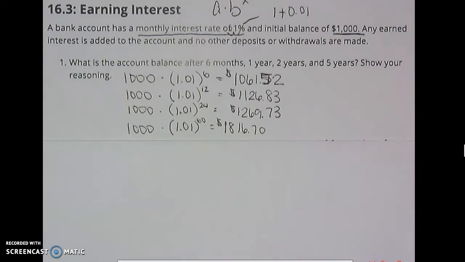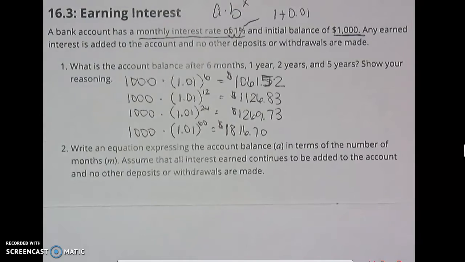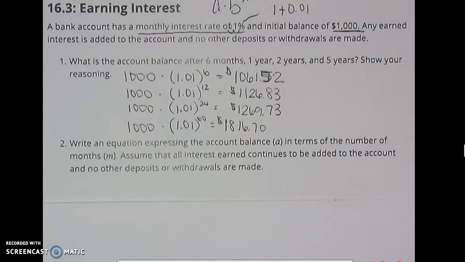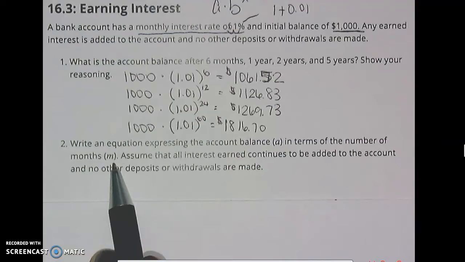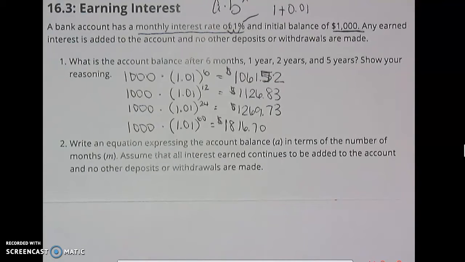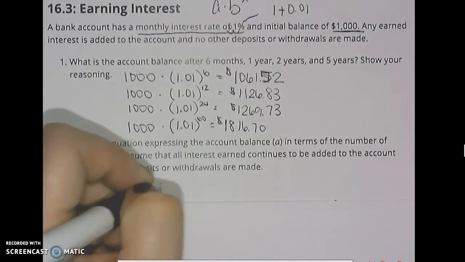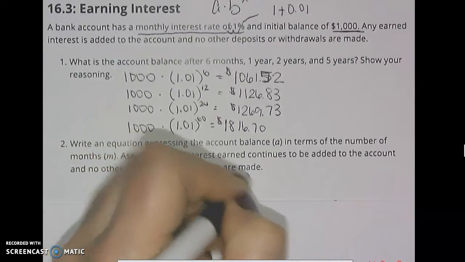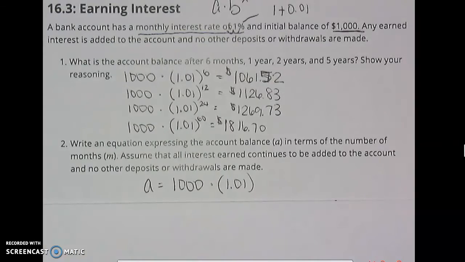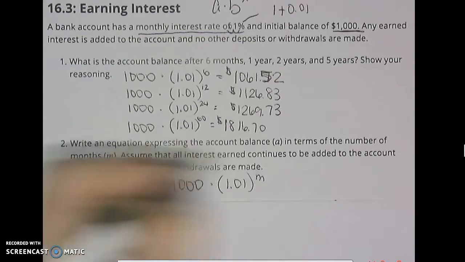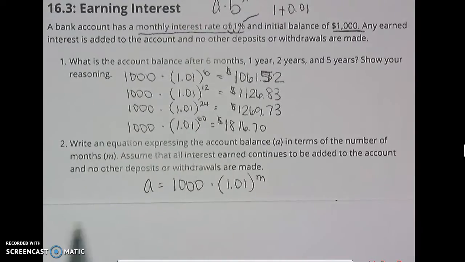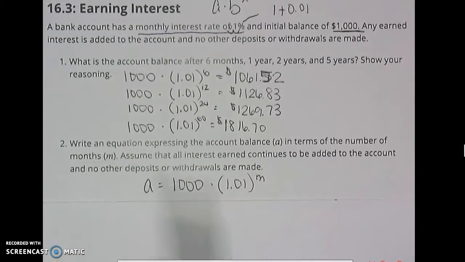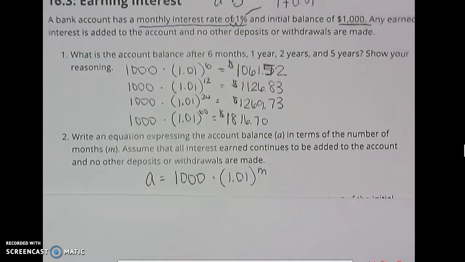All right, so we want to write an equation for this, expressing the account balance A in terms of the number of months M. Again, we're assuming that all interest continues to be added to the account. We're not depositing anything or withdrawing anything. So they want the account balance, that's going to be A. We started with 1,000 and our growth rate was 1.01 because of the 1% monthly interest rate. And then M is the number of months. "In terms of" means this is your input value, so that needs to be your exponent here.